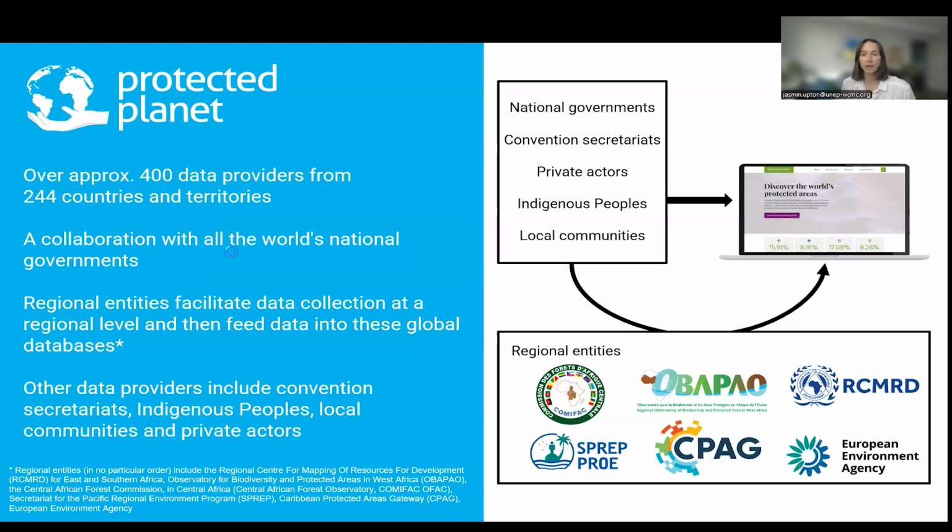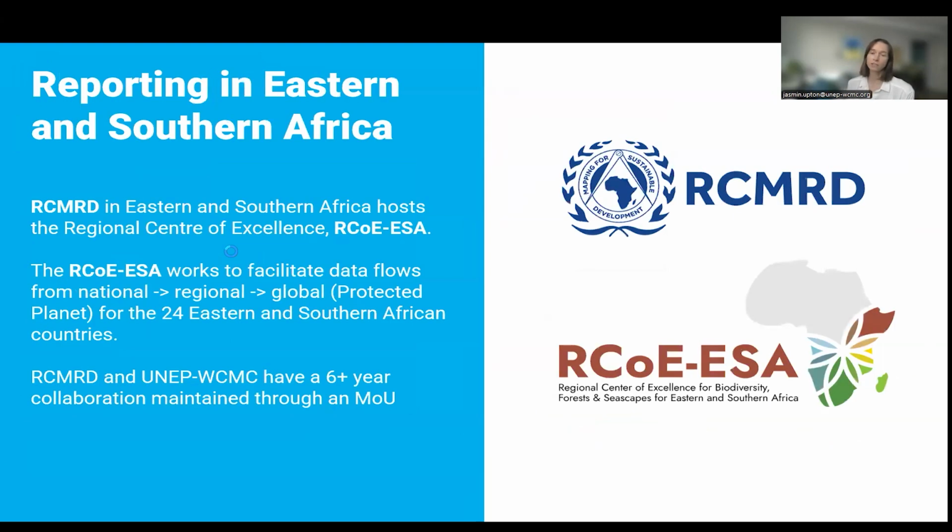Data is provided to Protected Planet through a variety of sources, and there are over 400 data providers to the WDPA and the WDOECM, the majority of which are national governments, but there's also convention secretariats, Indigenous peoples, local communities, and private actors. We also collaborate closely with regional entities who facilitate data collection from a regional level to the global level. In the Eastern and Southern Africa region, the regional entity who facilitate data collection are RCMRD through its Regional Centre of Excellence for Eastern and Southern Africa, or the RCOE.